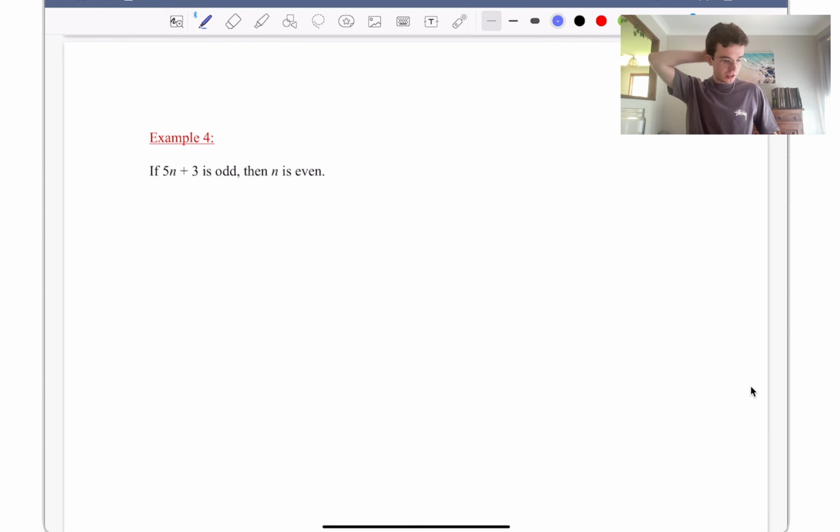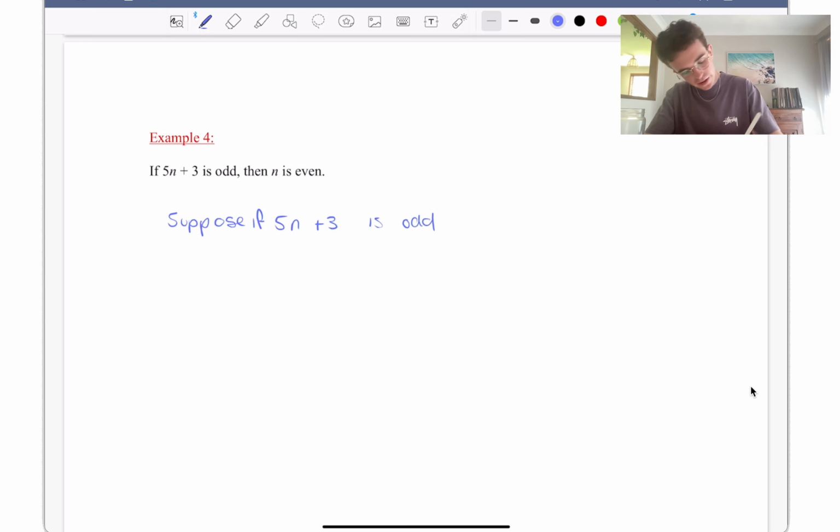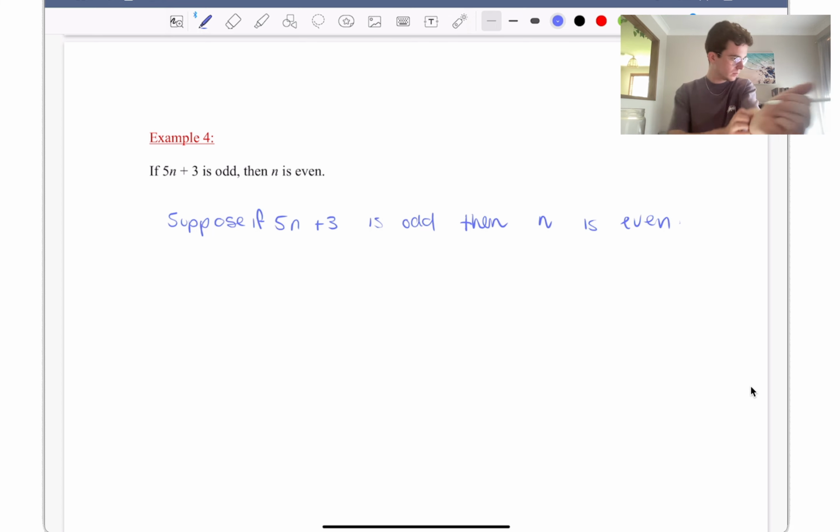Okay, so last question by contradiction, we're going to say, if 5n plus 3 is odd, then n is even. So let's suppose 5n plus 3 is odd. That's just what the question was. We want to prove by contradiction that n is even.